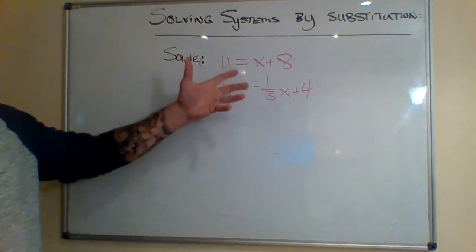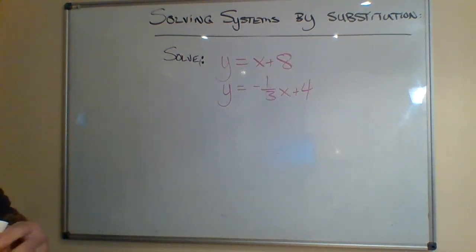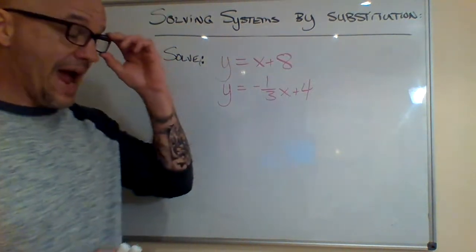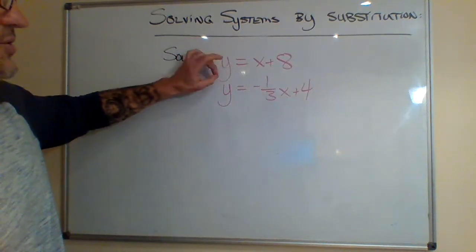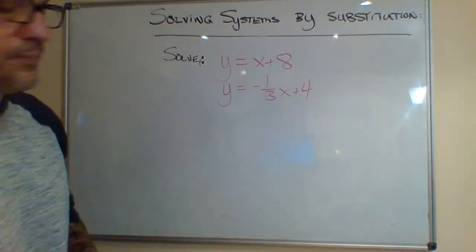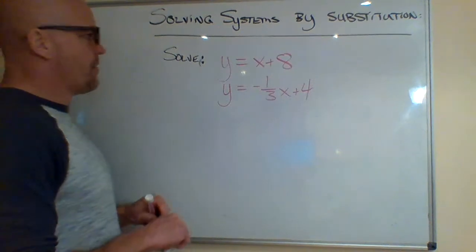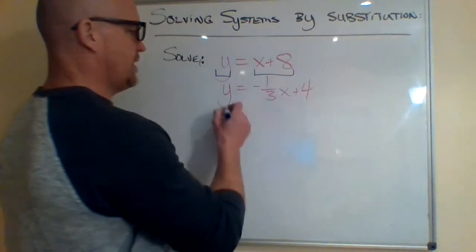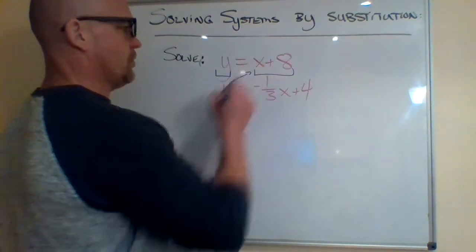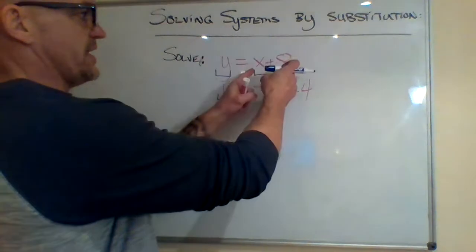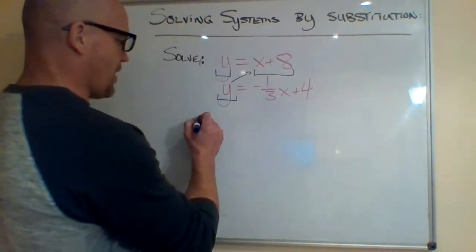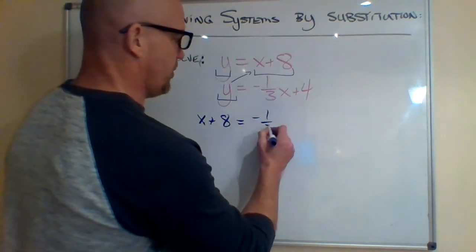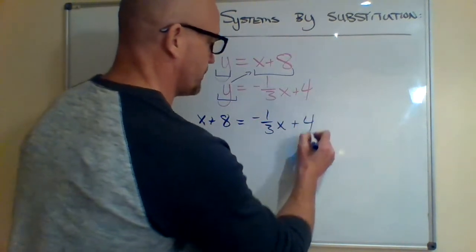So again, we have a system, y equals x plus 8, y equals negative 1/3 x plus 4. We are trying to find the point of intersection, which means at that point of intersection, their y values are the same, their x values are the same. Since this y equals x plus 8, this y should also equal x plus 8. So I'm going to take that x plus 8, I'm going to put it in for that y. And that's going to be equal to negative 1/3 x plus 4.